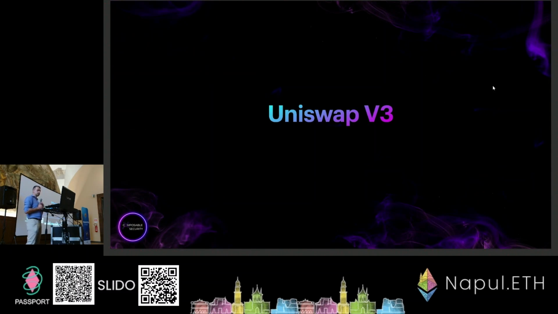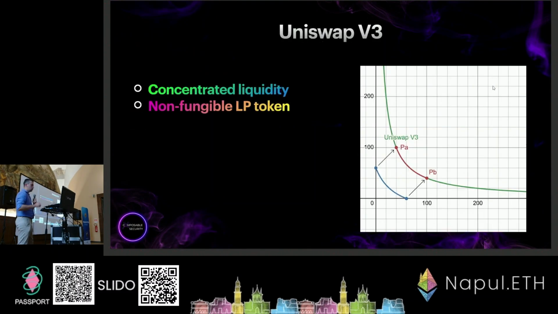So that's how v3 has risen. The main thing about v3 was this concentrated liquidity. You put the liquidity in a specific price range. It made your liquidity much more easily fully used, and you earn more fees. So that was the upside. The downside was that now you cannot use ERC20 to represent the liquidity, so they had to use NFTs to represent the positions whenever you add liquidity.